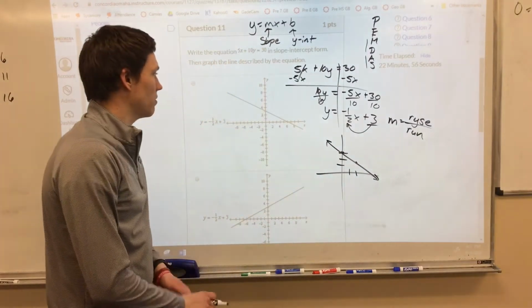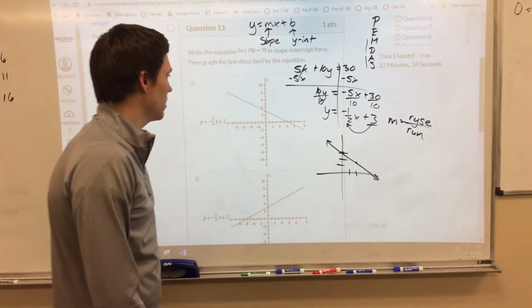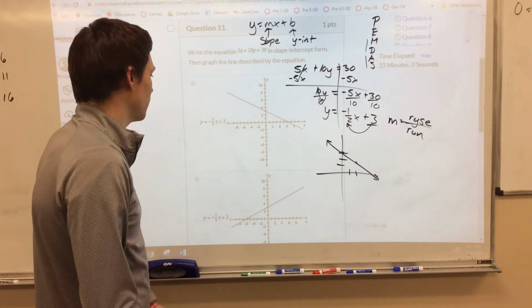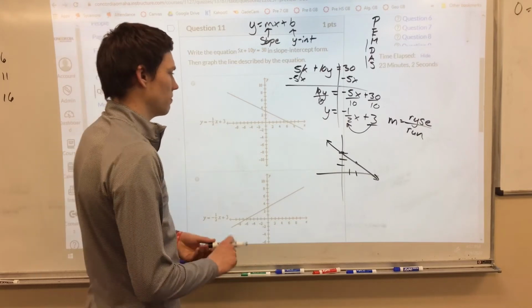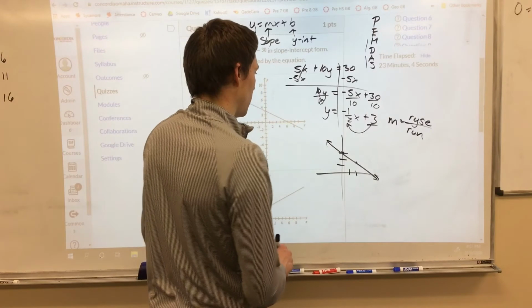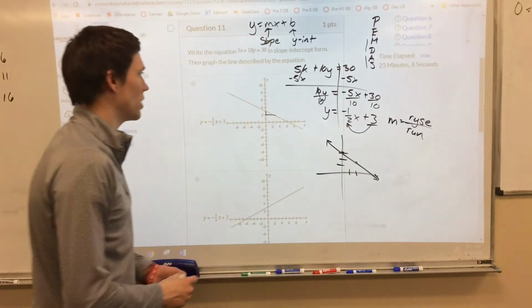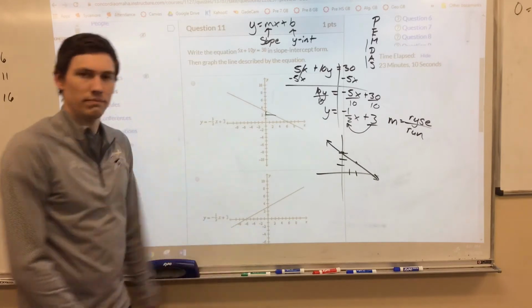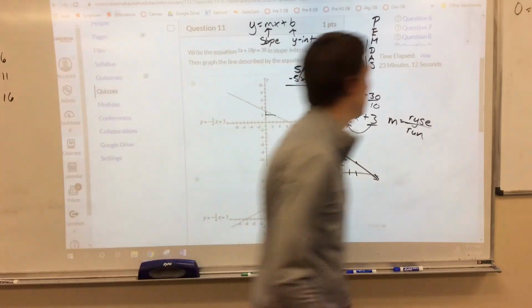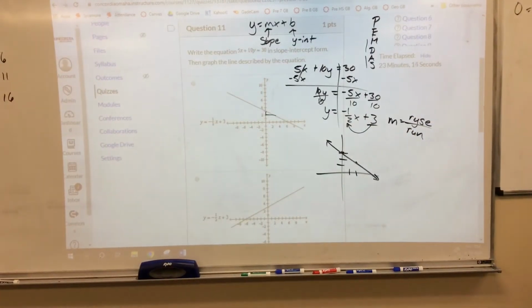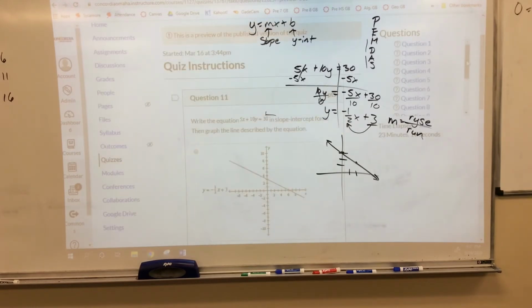So that's my graph. So I find the one that looks like that, and it looks like it's going to be up 3. Yeah, looks like it's going to be this one. Negative 1/2 x plus 3. Okay. All right. That's number 11. Now, last one, let's look at number 16.